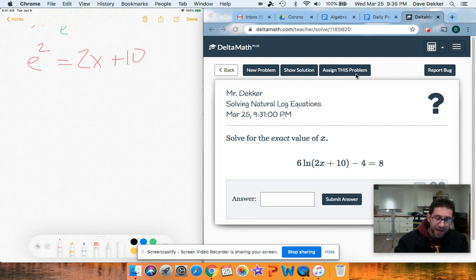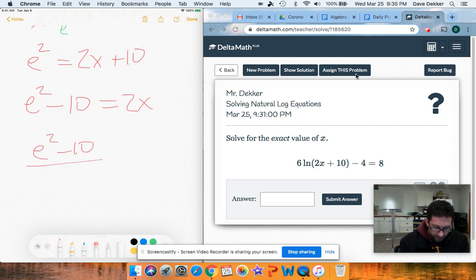If I want to get x by itself, that's our goal. Now I need to move some things away from the right side. First thing I need to do is get rid of that 10. I'm going to subtract 10 from both sides. I don't really know how to combine a 10 with e squared, so I just have to leave it like that. I can't simplify that anymore, and then I want to divide both sides by 2. So I'm going to have e squared minus 10, all of that divided by 2, and that's going to equal x. So that's my answer.